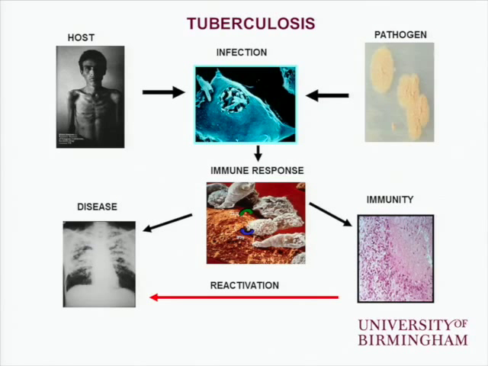So in a simplistic form, obviously we have ourselves as the host. These are the bacilli residing in a macrophage. This is what they look like on solid agar plates. Obviously, this is the infection state. What you tend to get is an immune response. Either this will go on to lead to disease, and this is the characteristic chest X-ray profile that you get with a tuberculosis sufferer, or you get immunity.